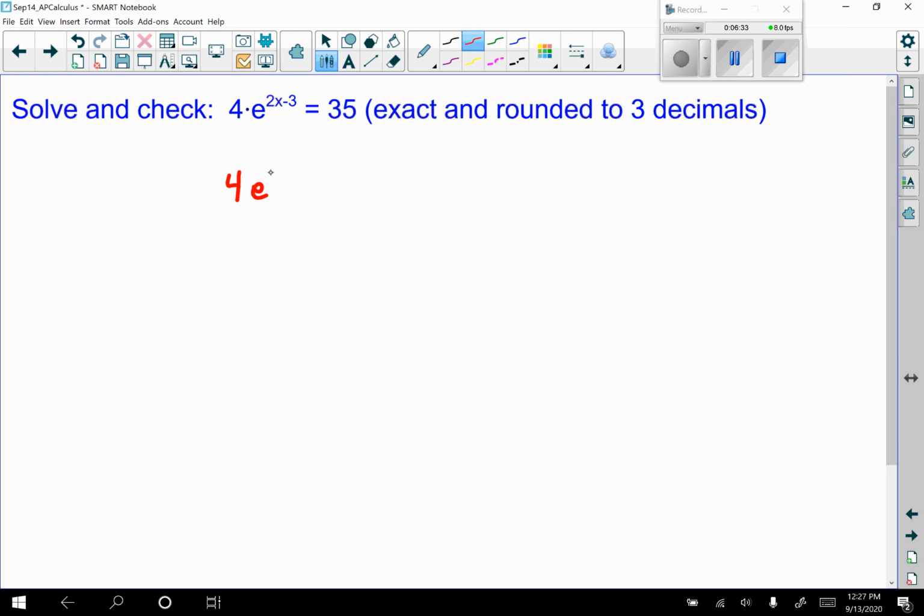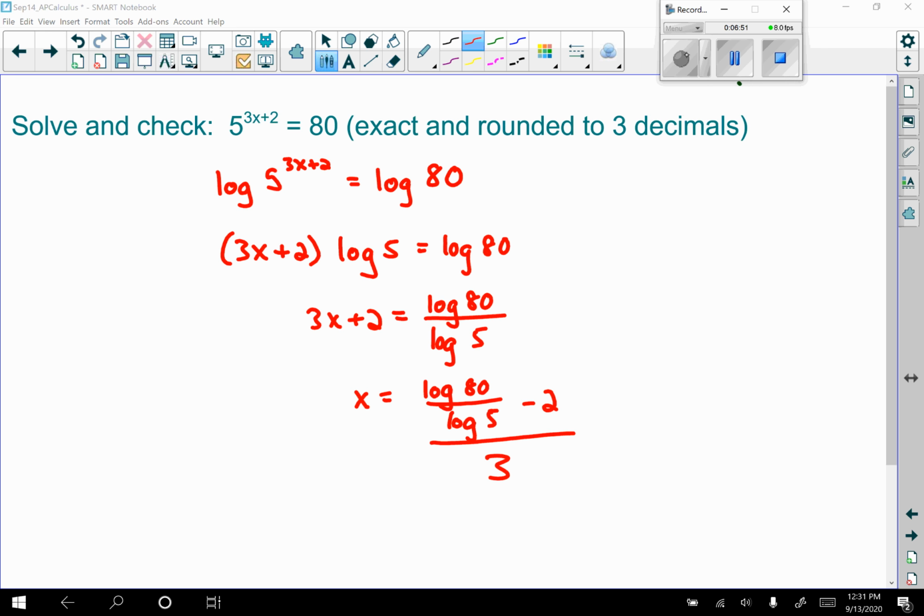So if we start with 4 times e to the 2x minus 3 is equal to 35, first what we want to do is divide both sides by 4. And again, we could leave 35/4 just as it is until we get down to the very last step of approximate. Or again, you could separate it, log 80 divided by log 5 all over 3 minus 2/3 as well. But again, that's the approximate form or the exact form. And then x is approximately, so this is our exact form. Go ahead and type that into the calculator and see what you're coming up with.